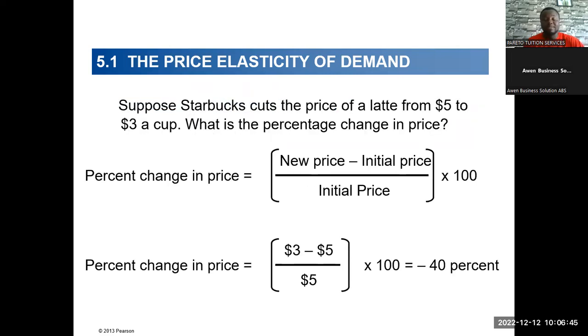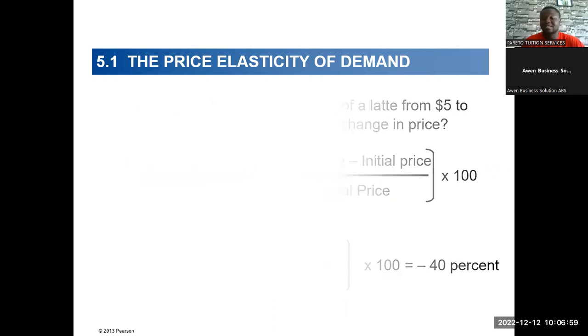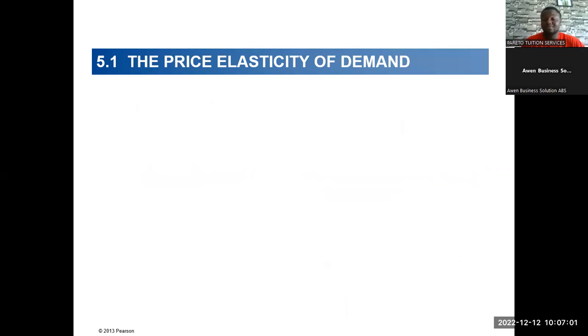But what I want us to look at is that if you look at the two changes, they both have an interval of $2. An increase in price by $2, a decrease in price by $2, but the percentage changes are not the same. Are we together?